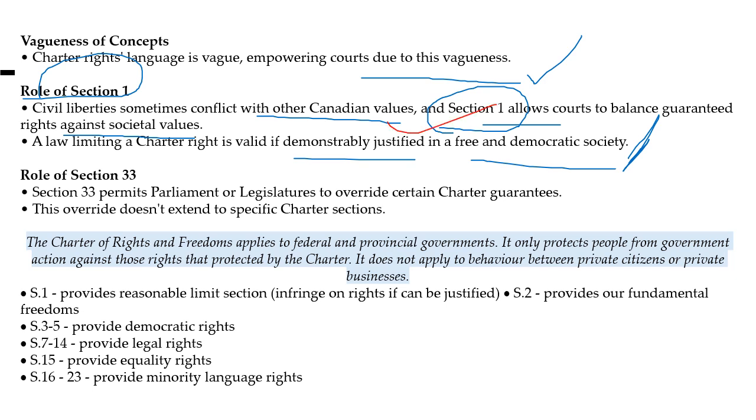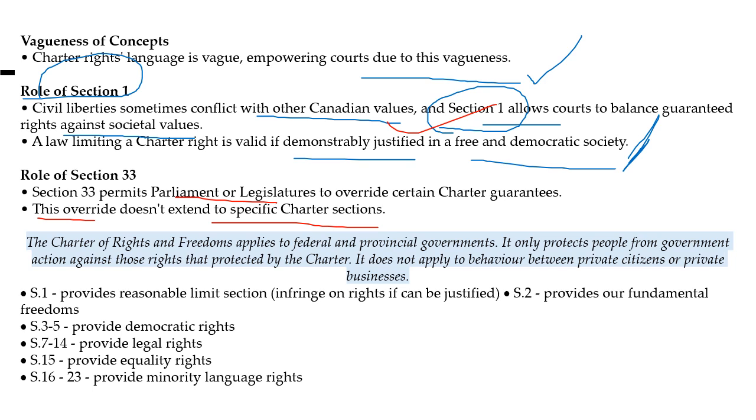So this is how we relate section 1 with the charter. This is another interpretation. Then the role of section 33. Section 33 permits Parliament and legislatures to override certain Charter guarantees. This override doesn't extend to specific Charter sections. We'll be discussing that later also.